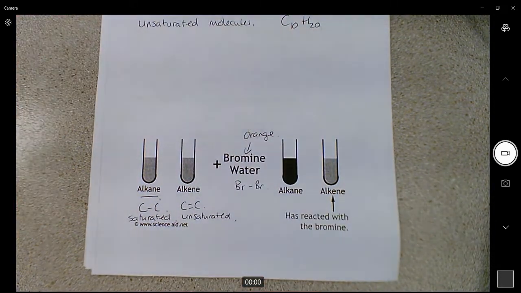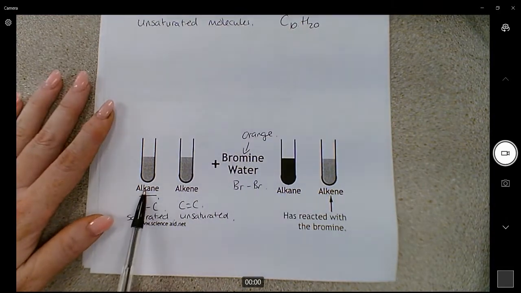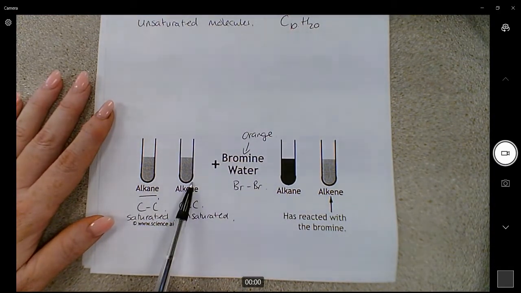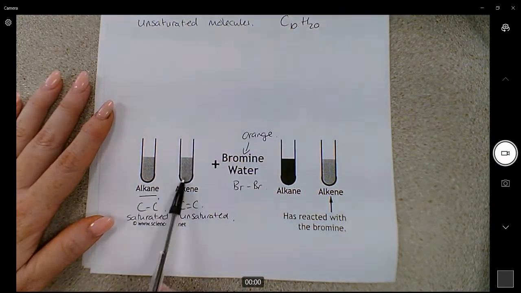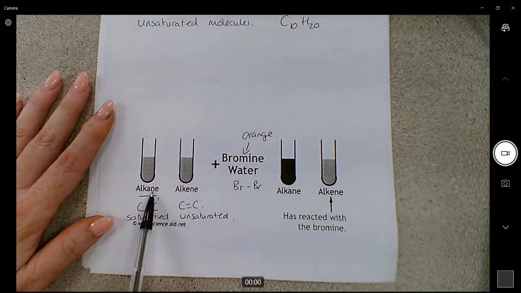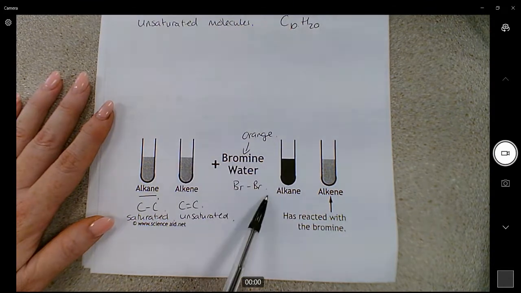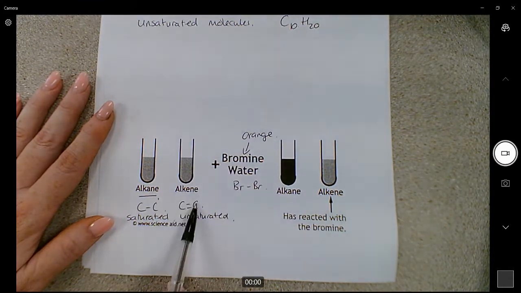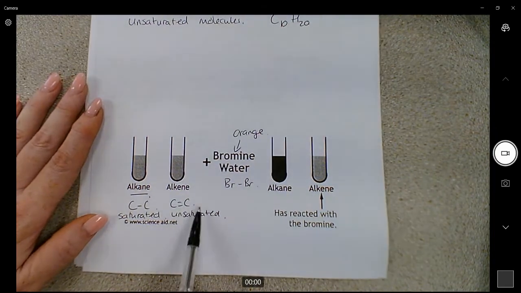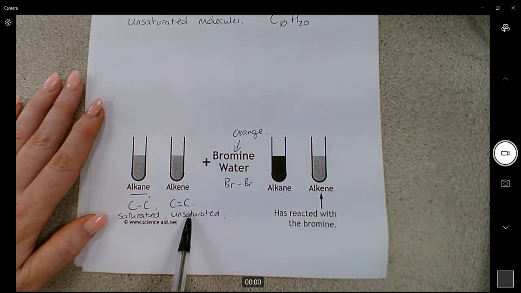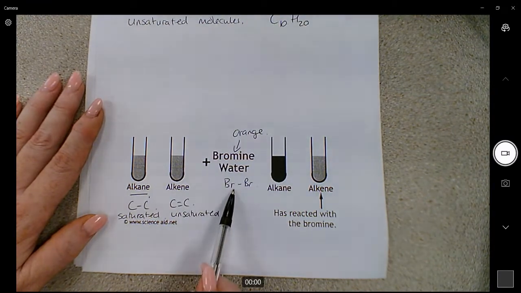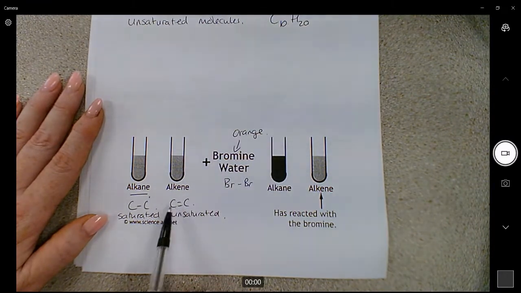And again, you need to know that. So I've got my alkane molecule, but we might not know what these molecules are. We've got to test to see if they're an alkane or an alkene by reacting with bromine water. Because the alkene's got a double bond and is unsaturated, that makes it more likely to undergo what we call an addition reaction. In other words, I'm adding the bromine to the molecule.